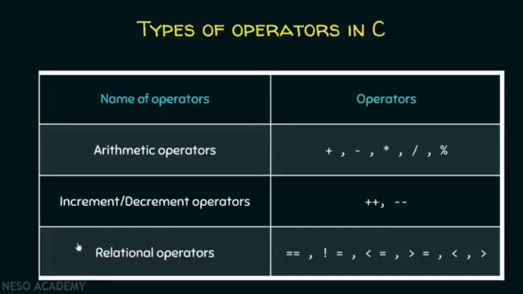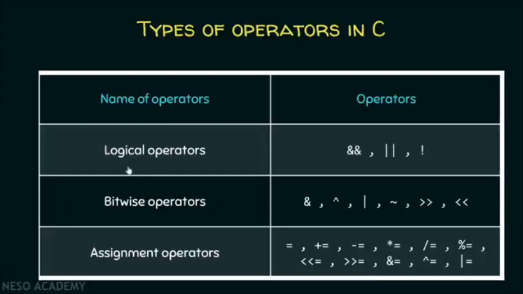Then the third category of operators are the relational operators. This one is called is equal to operator. This one is not equal to operator. This is less than equal to operator. This is greater than equals to operator. This is less than and this is greater than. Now the fourth category of operators are the logical operators. This is ampersand, which is also called and. This is or. This is not.